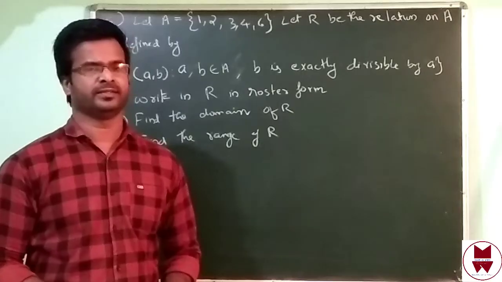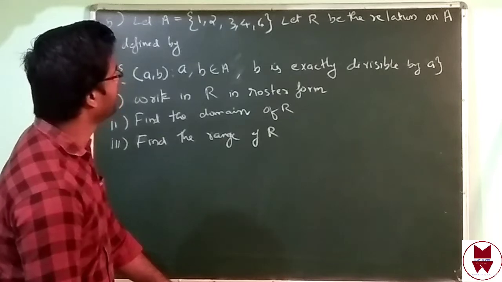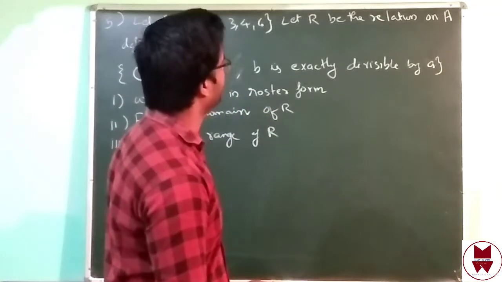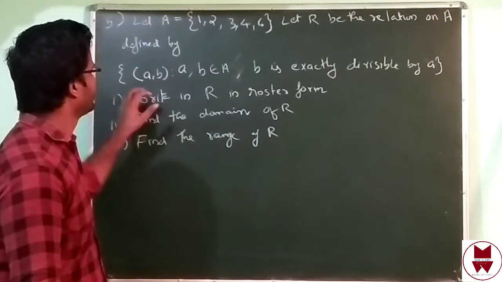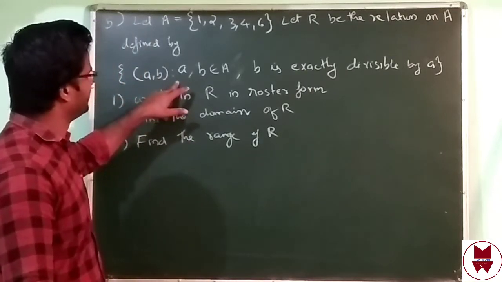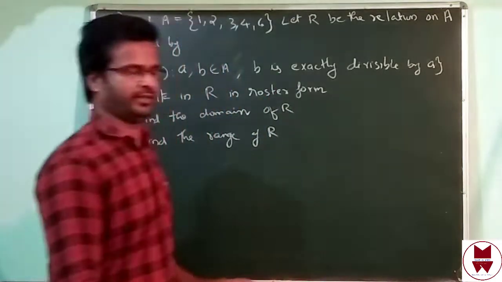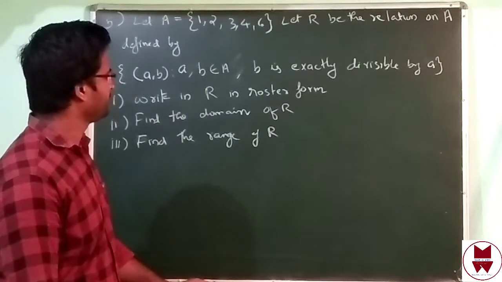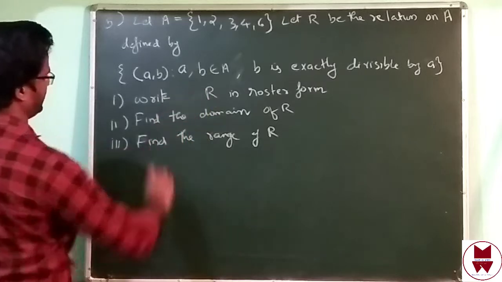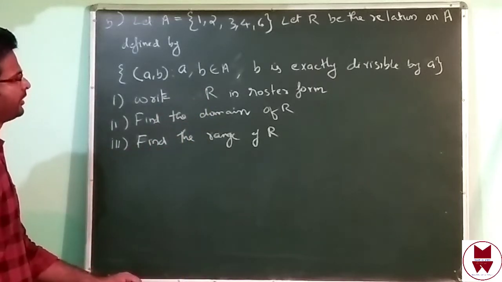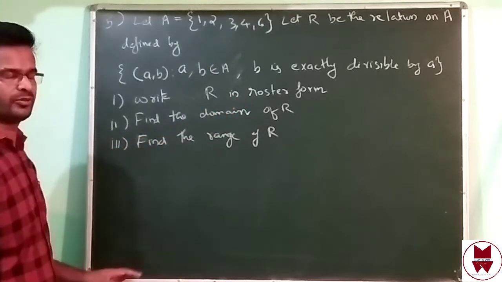This one. Now we can see question number 5. Let A equal to the set {1, 2, 3, 4, 6}. Let R be the relation on A defined by {(a, b) such that a, b belongs to A, b is divisible by a}. Write R in roster form. Find the domain of R. Find the range of R.